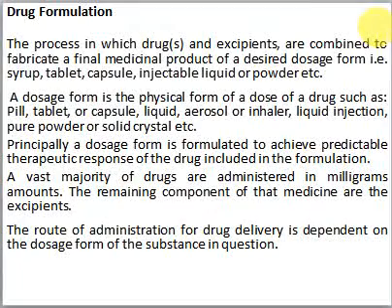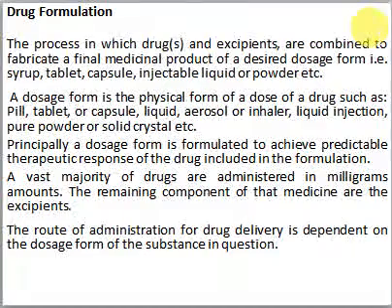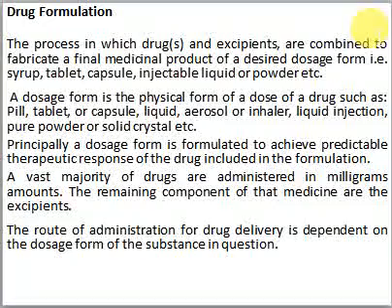The dosage form, or the formulated form of the drug, is actually the physical form of the drug, right? When you say tablet or capsule or aerosol or inhaler or injection or powder, this is the dosage form of the drug, or we say it's the formulated form of the drug. Why do we form the dosage form of a drug? The purpose is to achieve a predictable therapeutic response, because we want our drug to act slowly. So the excipients will allow slow release of the drug.